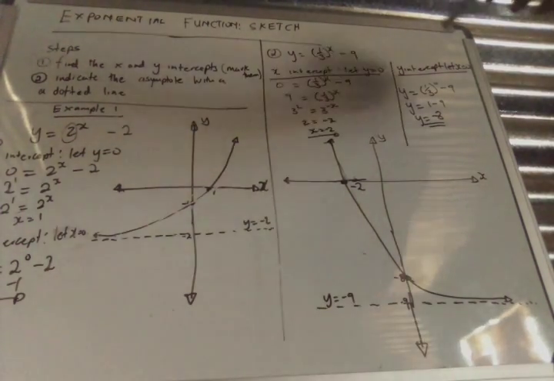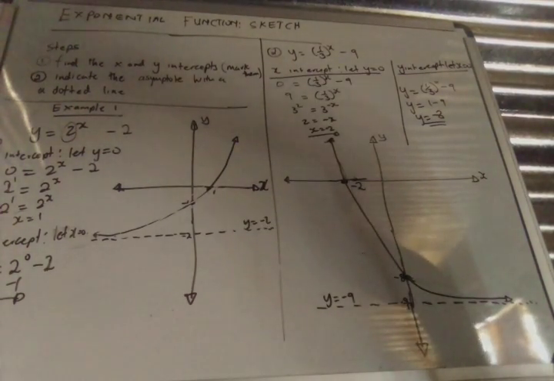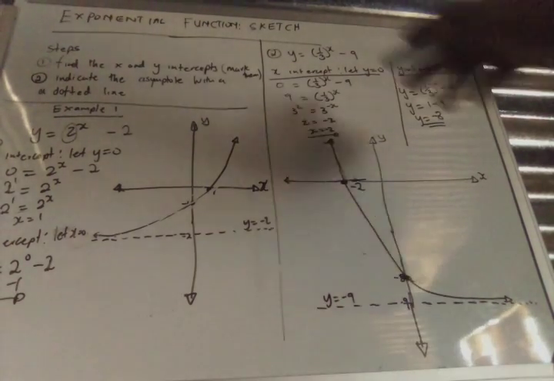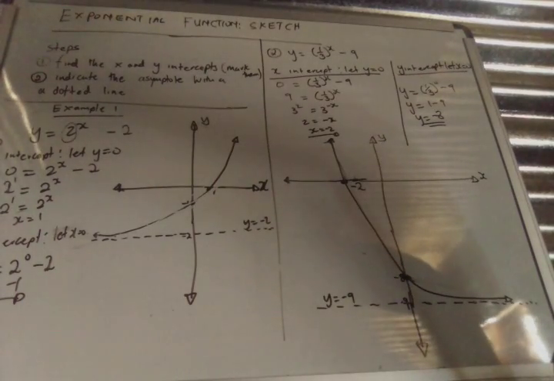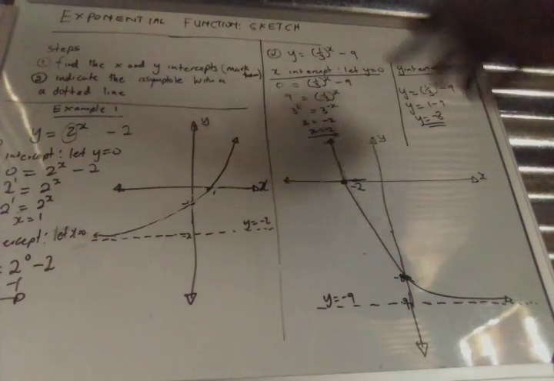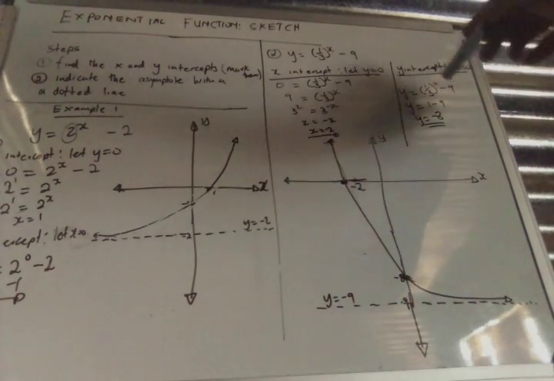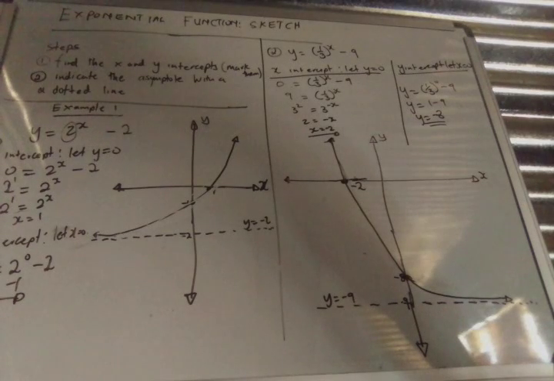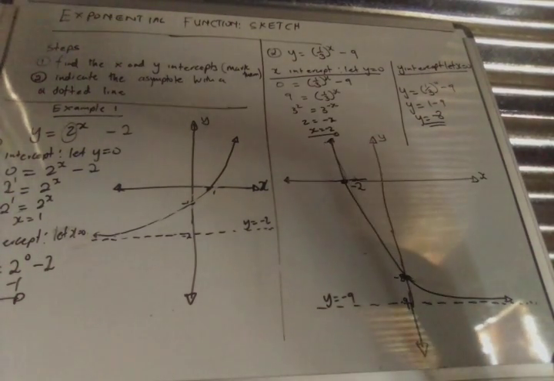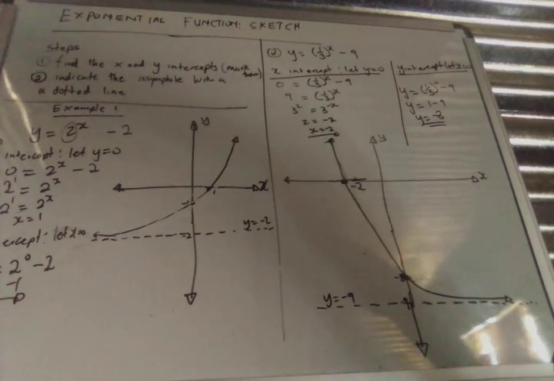Then we look for the y-intercept. How do we find the y-intercept? We let x be 0 in this function. Anything to the power 0, as you already know, is 1, so we'll have 1 over 3 to the power 0, which is 1, and then 1 minus 9, which is negative 8. This means that the graph will pass through y equals minus 8. So we have the x-intercept and the y-intercept.